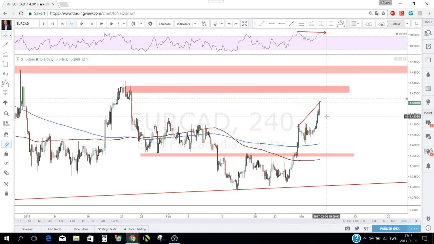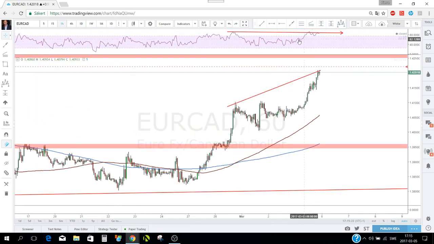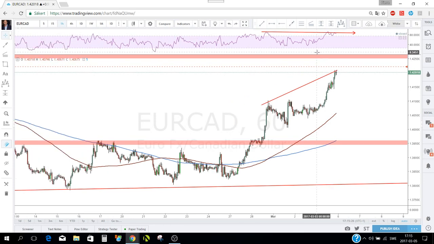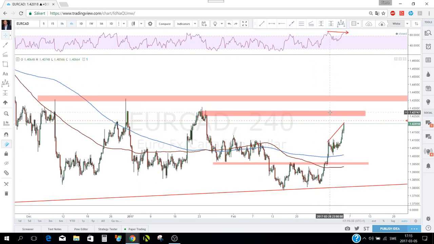So the RSI is oversold on the 4 hour. It's heading to the oversold on the daily, and on the 1 hour it's also very extended, and we have divergence on the 1 hour too. So that is a good level to start looking for a bounce to the downside, maybe on this pair.